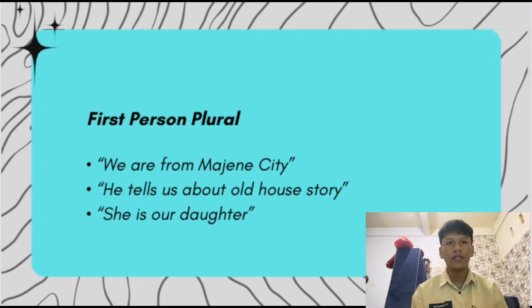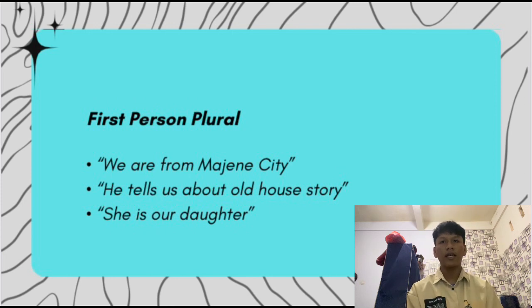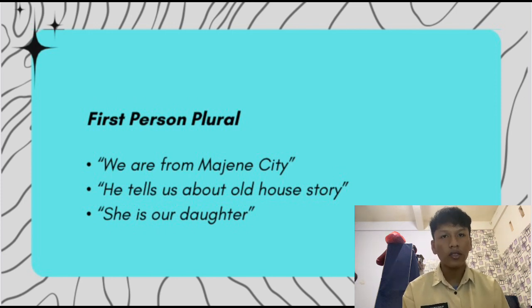Next is first person plural. The pronoun used for first person plural is we if a subject, us if it is an object, and our or ours if it indicates ownership. For example: we are from Majene City. He tells us about our house, and the last is, she is our daughter.